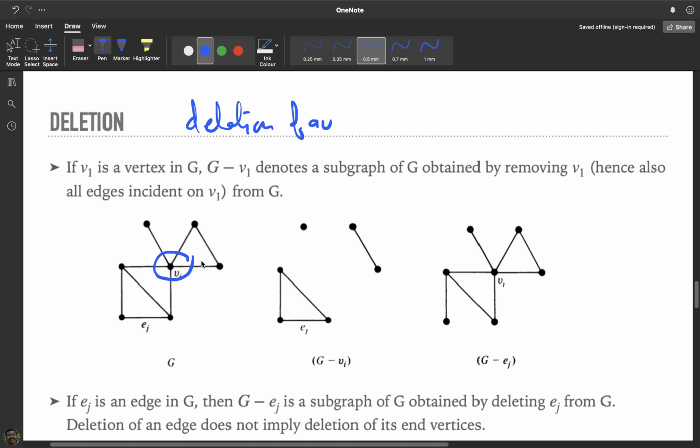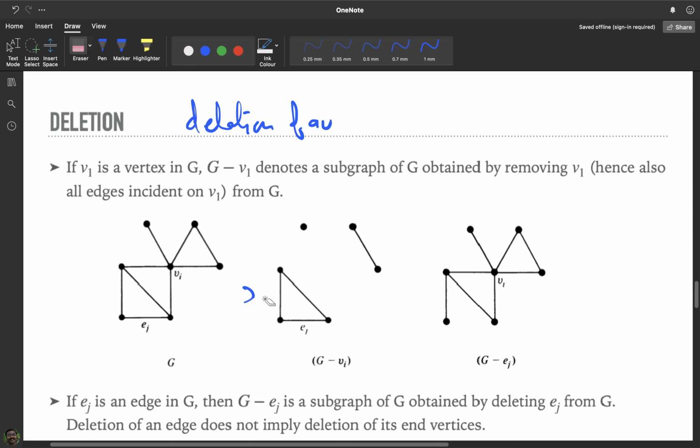Deletion of a vertex is basically the subgraph obtained by deleting that vertex and also all the edges which are incident on that vertex from that graph, because when that vertex is gone, the edges will also be gone since they have no end vertex. Deletion of a vertex gives rise to a subgraph which does not contain that particular vertex and all those edges incident on it. That's the basic idea. Here you can see the deletion of the vertex V1 in this example.